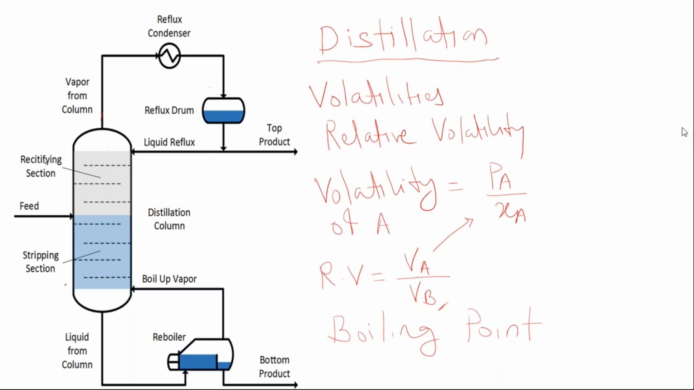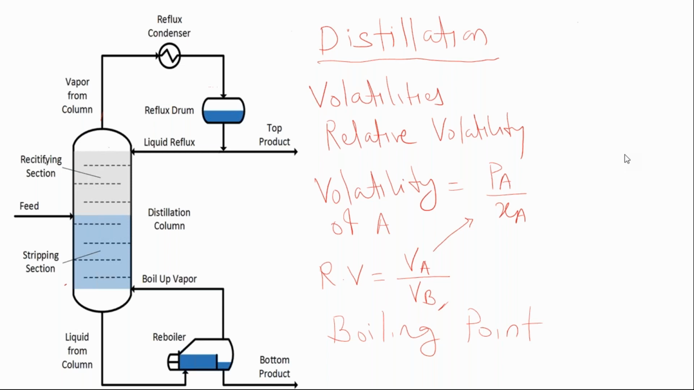So this is about the definition and basic concept of distillation. The principle of distillation is the separation of components from a liquid mixture. It depends on the difference in boiling points of the individual components, and also on the vapor pressure characteristics.